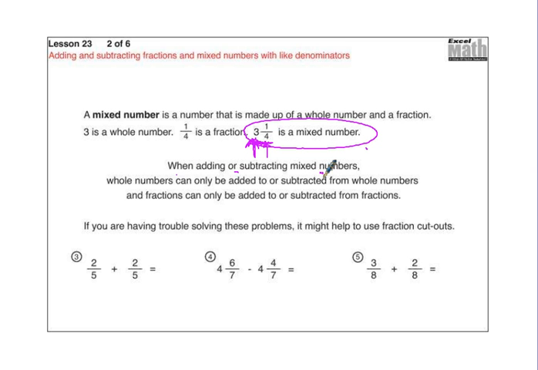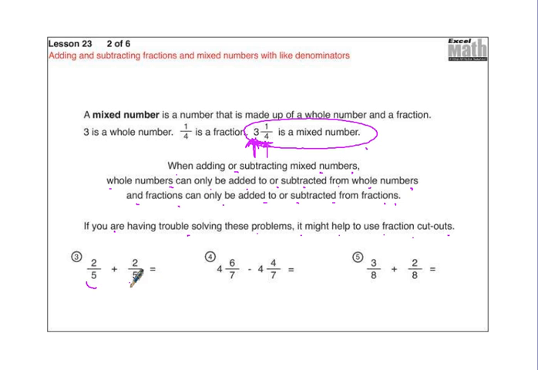When adding or subtracting mixed numbers, whole numbers can only be added to or subtracted from whole numbers, and fractions can only be added to or subtracted from fractions. If you're having trouble solving these problems, it might help to use fraction cutouts. So that means that you would actually cut out pieces that are fraction pieces so you can actually see a picture of it. I don't think you're going to have trouble with it. Not too many people do have trouble with these mixed numbers.